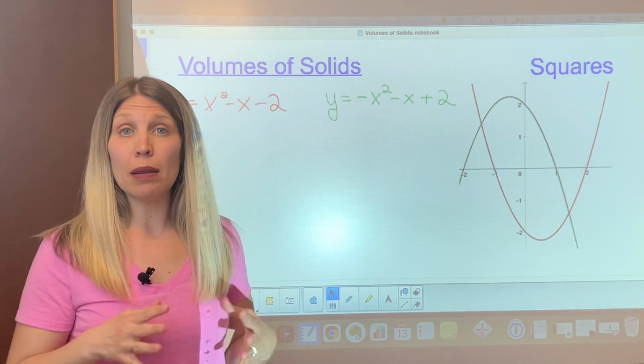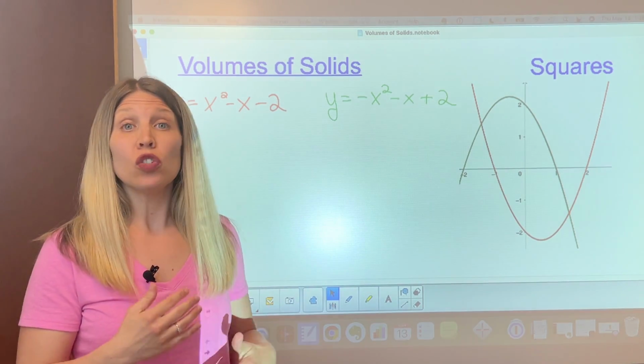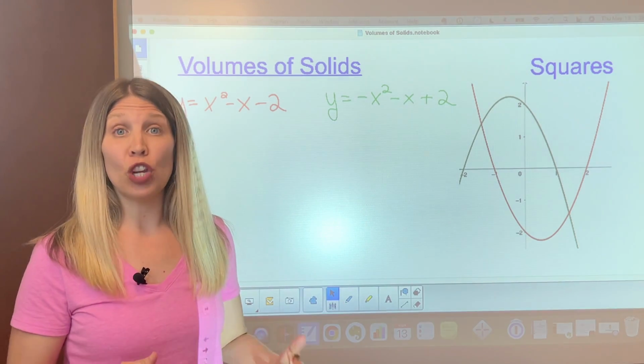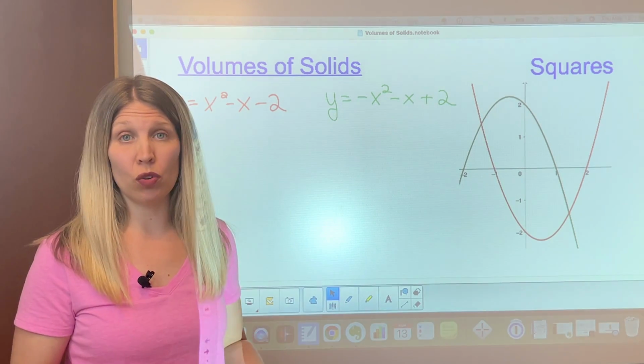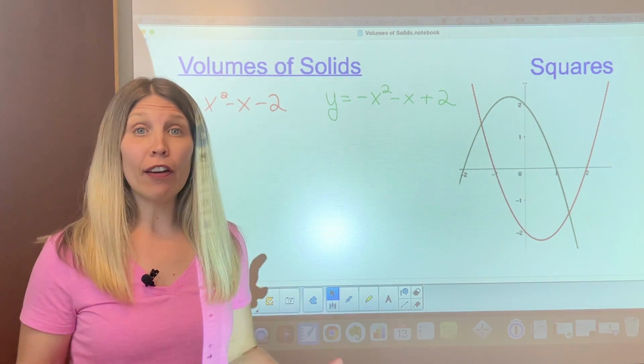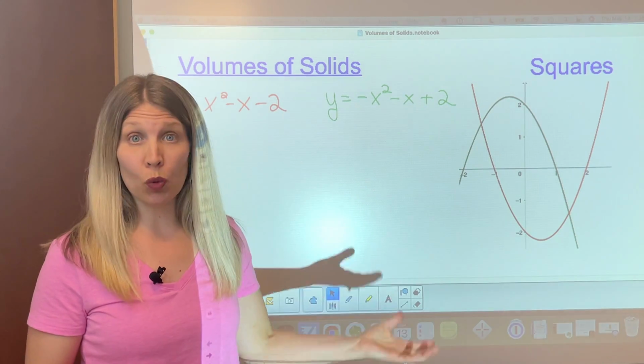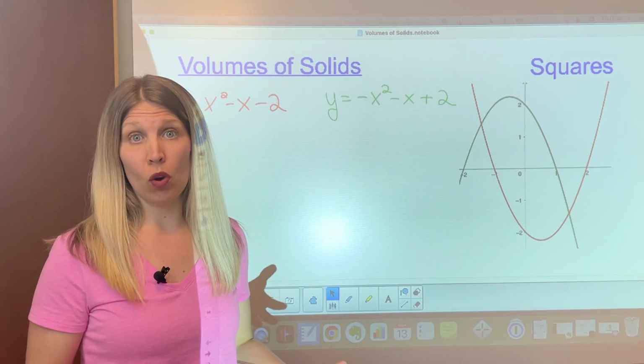I'm going to use the same two functions and we're going to do 4 different solids so you can see how it changes depending on the solid that you're using. The first one that we're going to do is squares. So obviously the very first thing you need to do is take your two functions and graph them so you have an idea of what's going on.